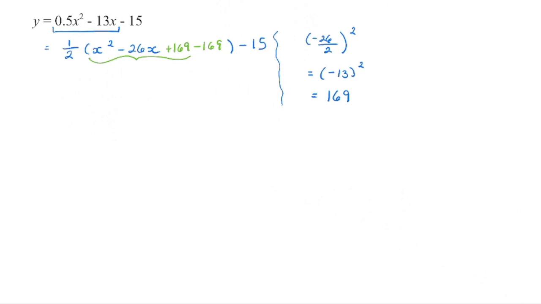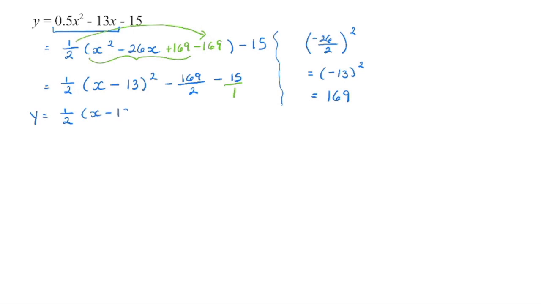We're going to have y equals, so 1/2, square root the first term. We're going to have a negative, and the square root of 169 is that 13 squared. And then when we go to do the last piece, we're going to have 1/2 times -169, which I'm just going to leave as -169 halves minus 15. And I am going to write in the denominator here because we know we're going to have to subtract those two. Okay, so we've got y equals, we're going to have 1/2 x minus 13 squared.